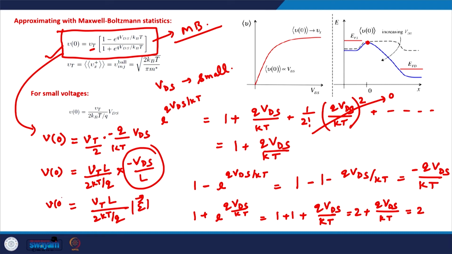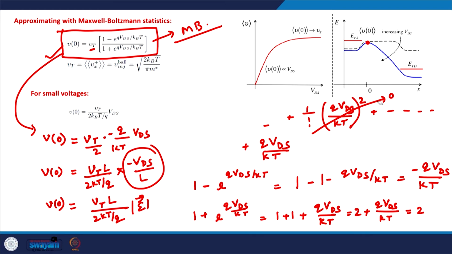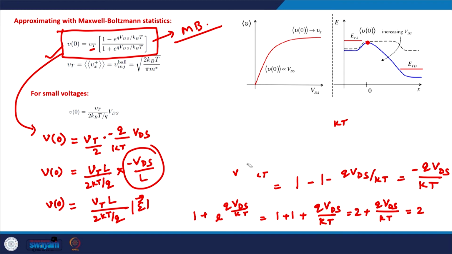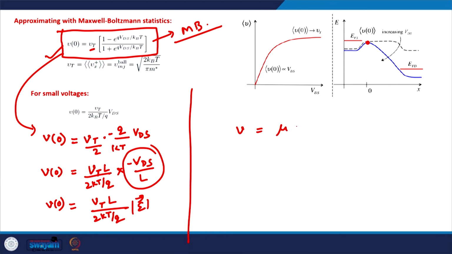And if we compare this to our conventional relationship between velocity and electric field, which is that the velocity is mobility times the electric field, the first term here, which is Vt times L divided by 2 KT by Q, will just be the ballistic mobility in the system. So if we compare this in the ballistic case, this mu b will be equal to Vt times L divided by 2 KT by Q.